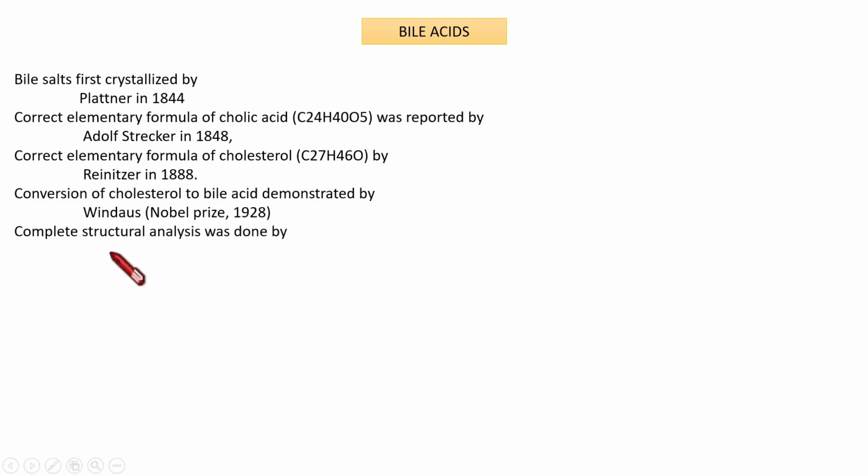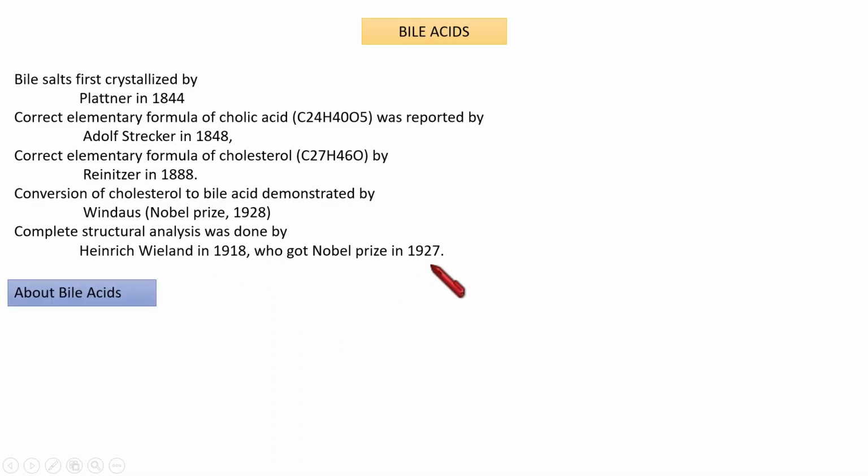And a complete structural analysis of bile was done by Heinrich Wieland in 1918, and for that he got the Nobel Prize in 1927. So next we are going to see more about the bile acids.